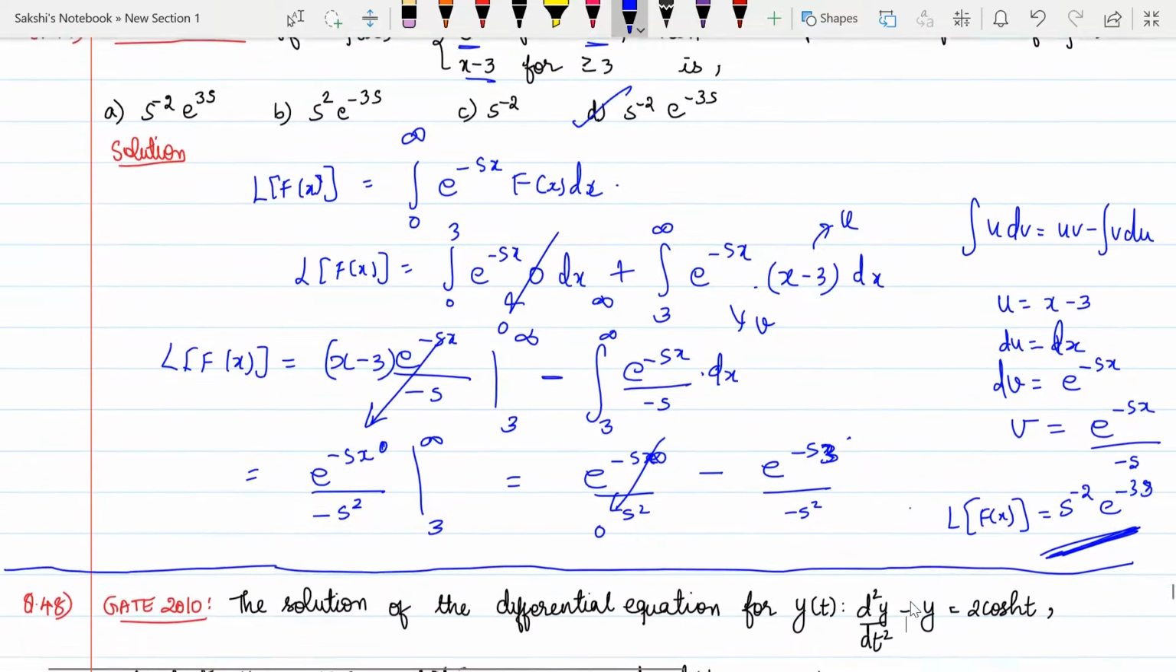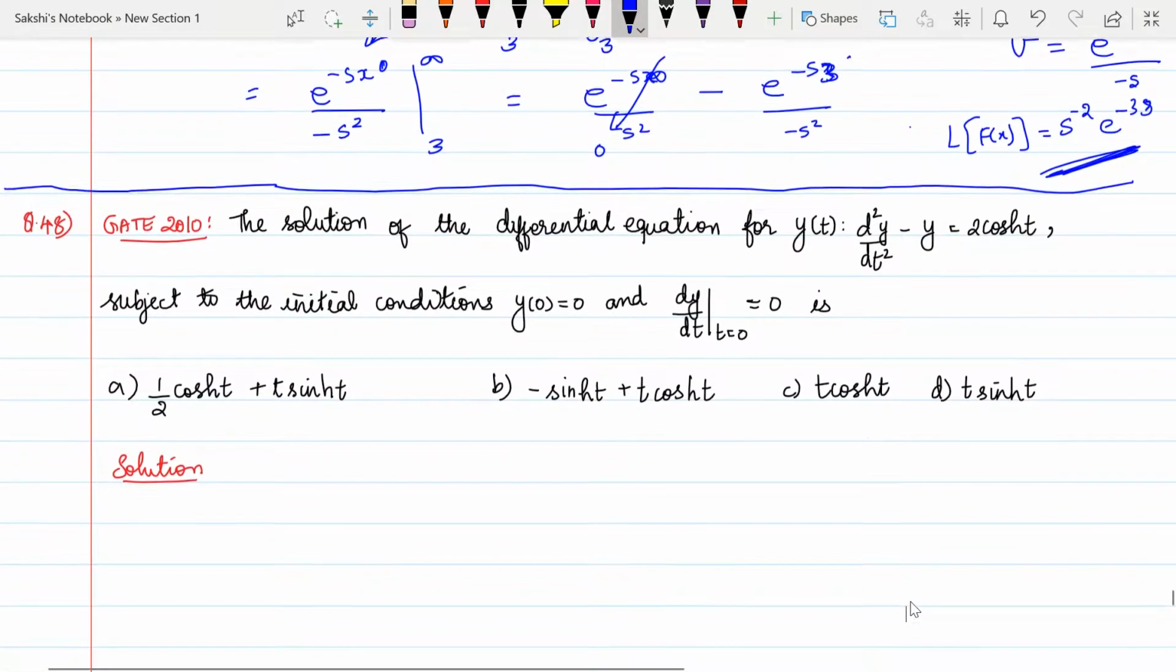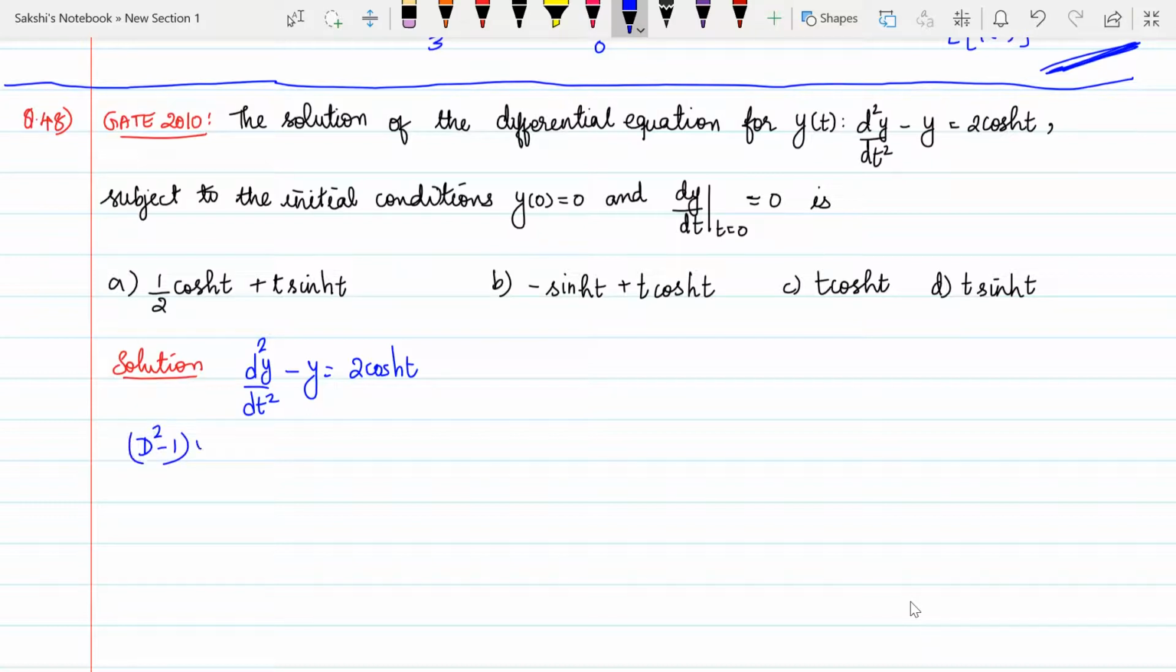So let us see the eighth question. This is from differential equation. A very easy differential equation, but a time taking one. We can easily do this differential equation, and this is a second order differential equation. So let us write this: d square y by dt square minus y is equal to 2 cos h t. So I can write this as d square minus 1 into y is equal to 2 cos h t. So first I have to find my complementary function, then I am going to find my particular integral.